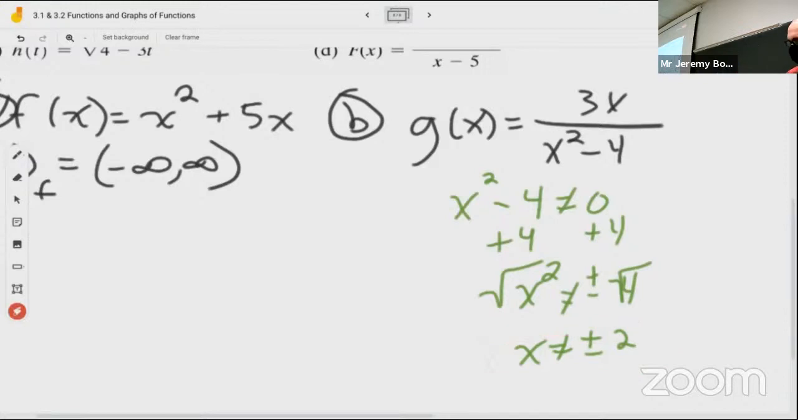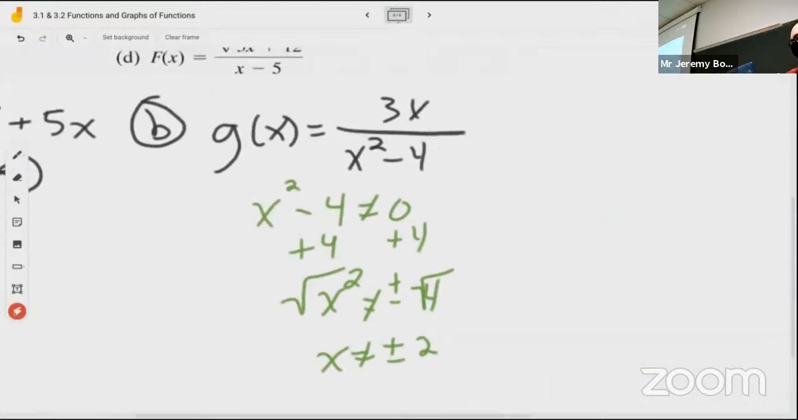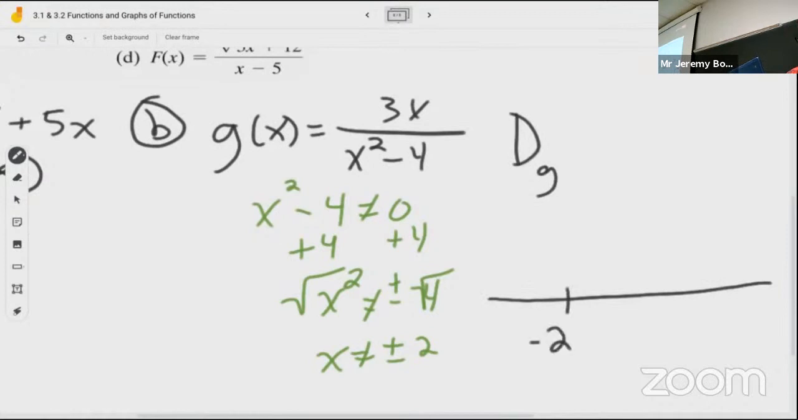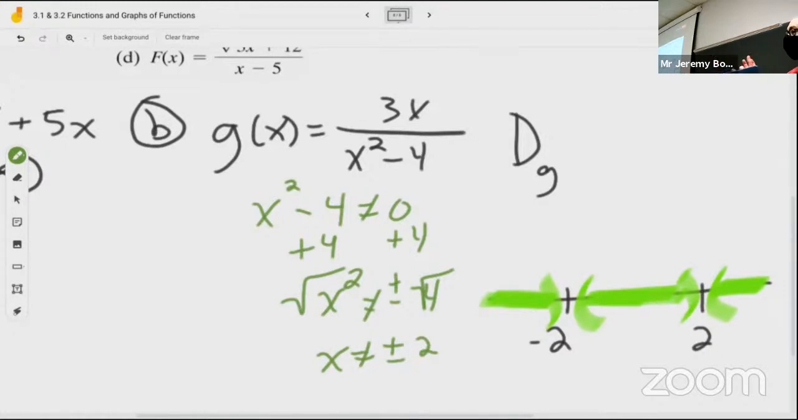Now we need to write that in interval notation. So basically what we're saying is that we got negative 2 here, 2 here. Our function can have x values from anywhere but those 2 values, right? So I'll put parentheses like that, right? It could be to the left of negative 2. It could be to the right of 2, but it can also be in between.